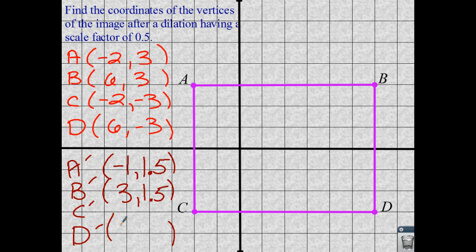Oh, wait a second. I skipped, hang on. All right, I need more parentheses there. C and then D. All right, so C is going to be -1, -1.5, and then we have 3 and -1.5. I picked this out on purpose. I want to show you how to graph fractions on these grid boxes.